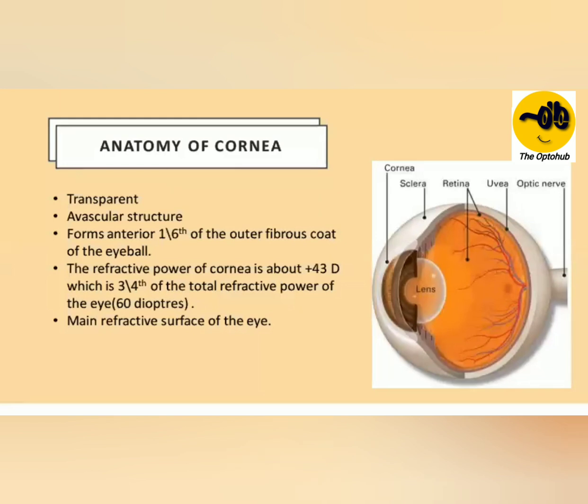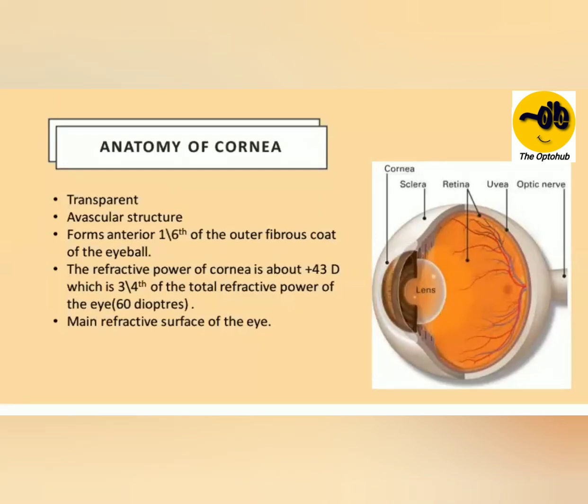Talking about the anatomy of the cornea, the cornea is a transparent avascular structure. It forms the 1/6 of the outer fibrous coat of the eyeball. We all know that the eyeball consists of three coats, that is the fibrous, vascular, and nervous. The fibrous being the outermost, and the nervous being the innermost. So the fibrous layer consists of the cornea and sclera, of which the cornea forms the anterior 1/6 part, and the rest 5/6 part is formed by the sclera, which is the posterior most part.